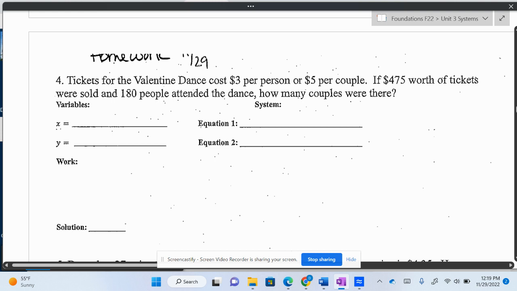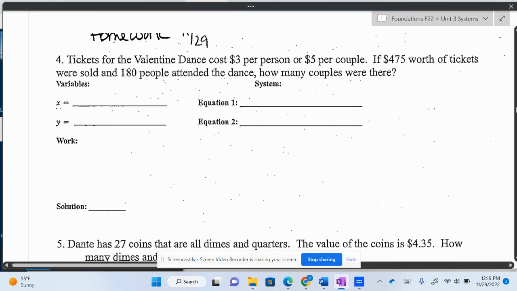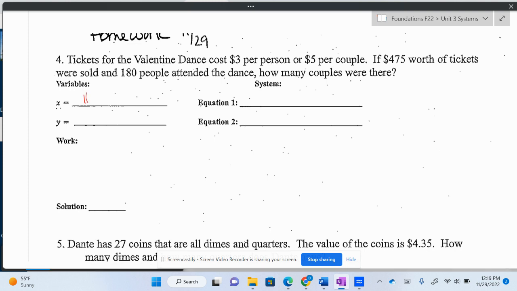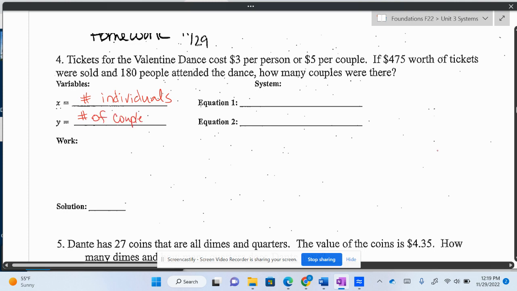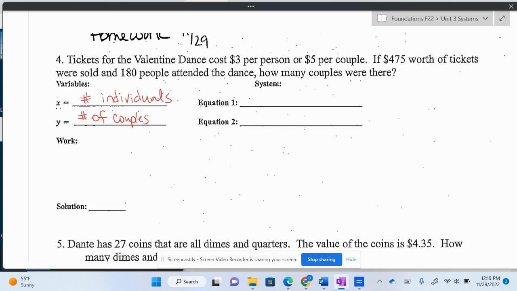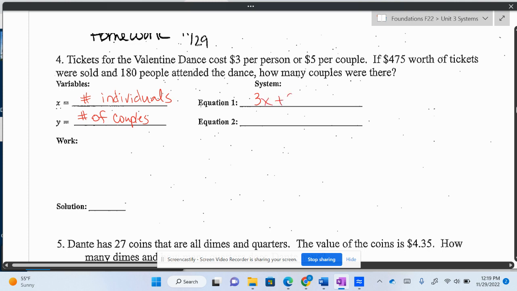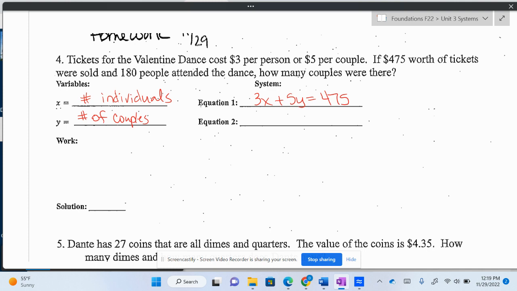Okay. Tickets for the Valentine's dance cost $3 per person or $5 per couple. So let's let X equal the number of individuals, solo people, and then Y is going to be the number of couples. So how do I show that it's $3 per person or $5 per couple and I raised $475? Awesome. How do I show that 180 people came? Remember, this is the number. X plus Y, good job. X plus Y equals 180.